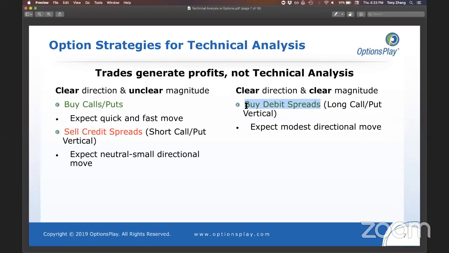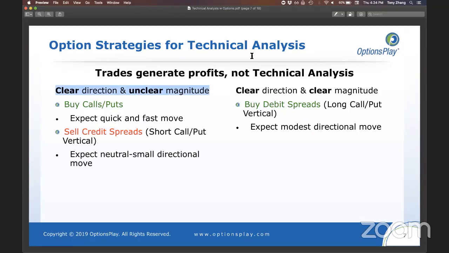Now, the reason these two are on separate sides of the page is because this is really where it starts to come down to what form of technical analysis you do. The strategies on the left are generally useful when you have a clear sense for direction, but you don't really have a clear sense for magnitude. And one of the things we're going to go over today is what form of technical analysis you find yourself in where you have a clear sense for direction, but you don't have a clear sense for how far it can move.